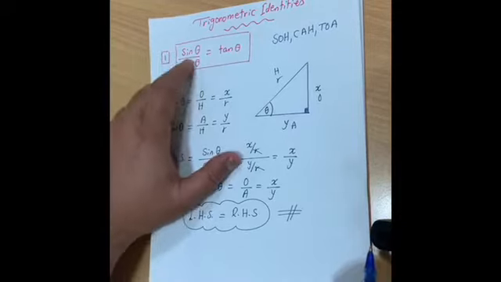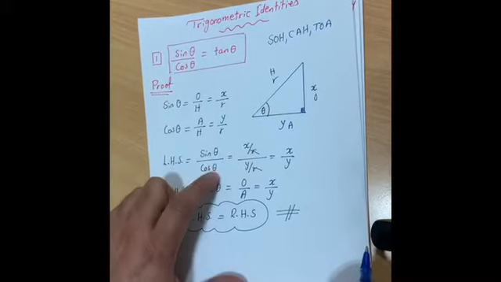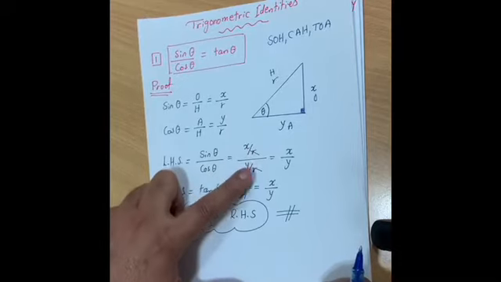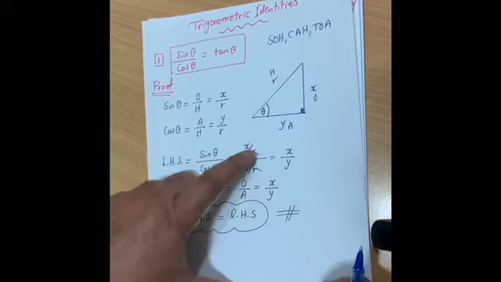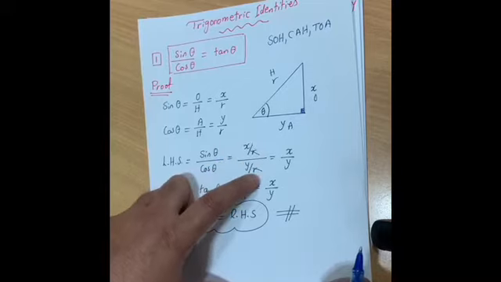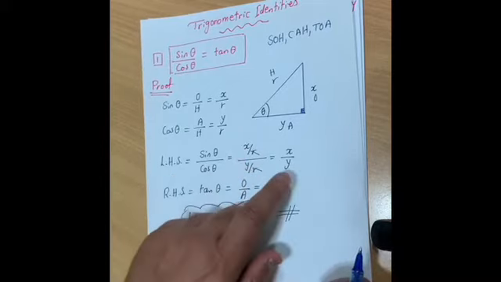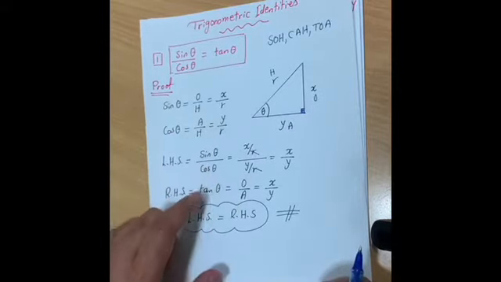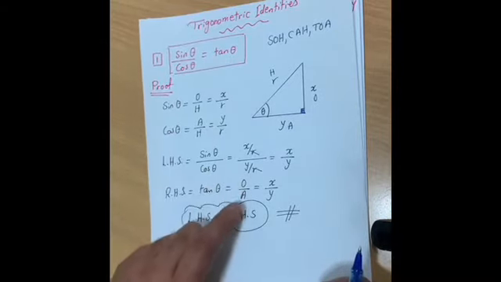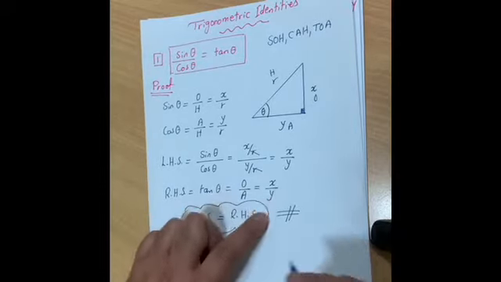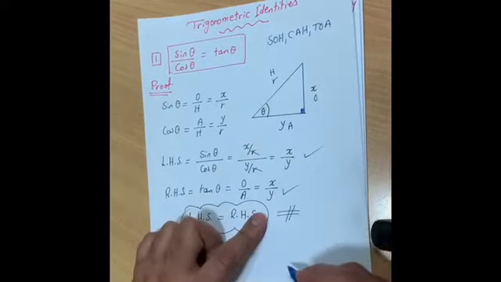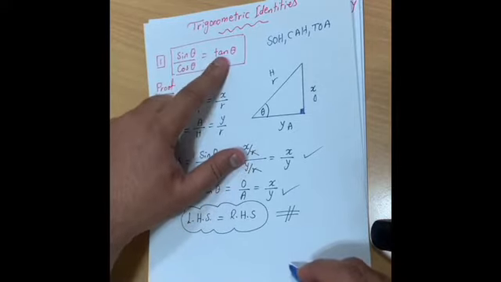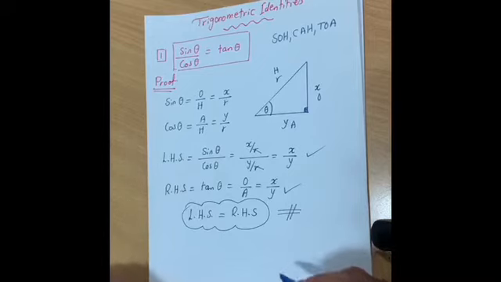So the left side of the identity is sine over cosine. Sine is X over R, and cosine is Y over R. Now, the denominator cancels the denominator because they are the same. Now, only X over Y is left. Now, if you work on the right-hand side, tan theta is equal to opposite over adjacent, which is X over Y. As you see, both of them are equal to each other, which means both sides are equal. Left-hand side is equal to right-hand side. This is how to prove this identity.